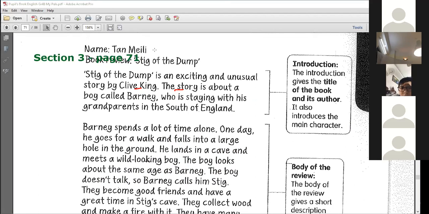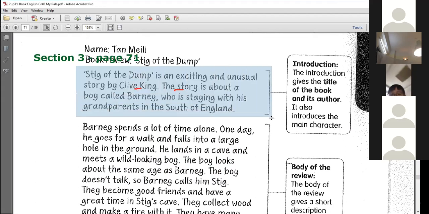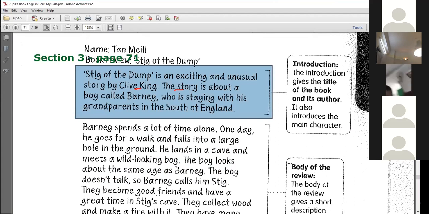Vitu, can you start reading for me, please? Stig of the Dump, an exciting and unusual story by Clive King. The story is about a boy called Barney, who is staying with his grandparents in the south of England.